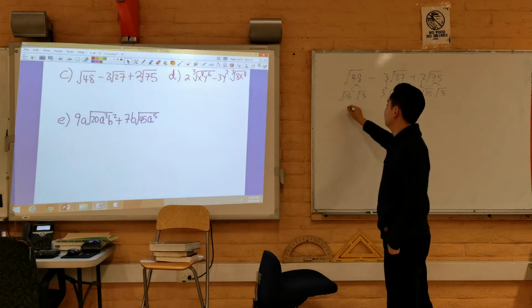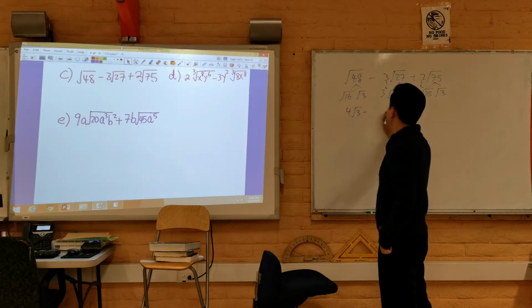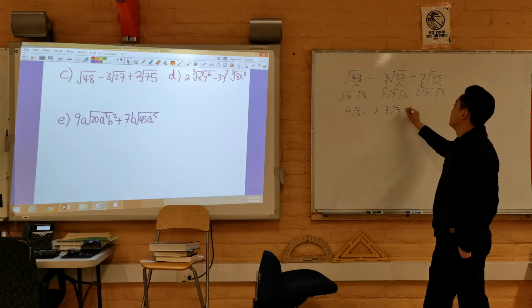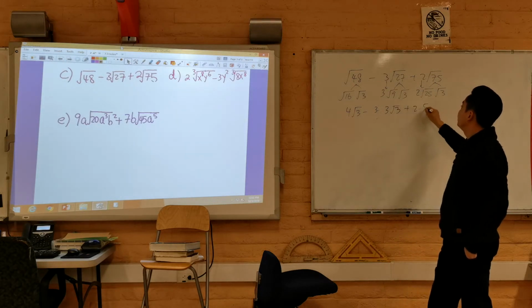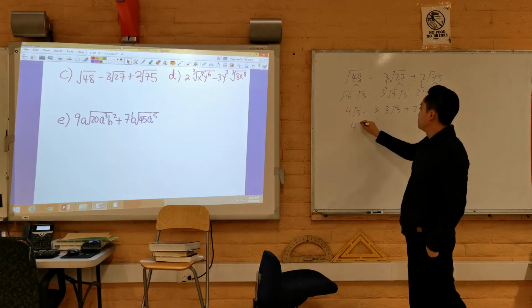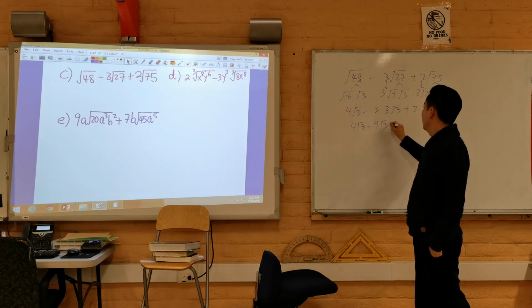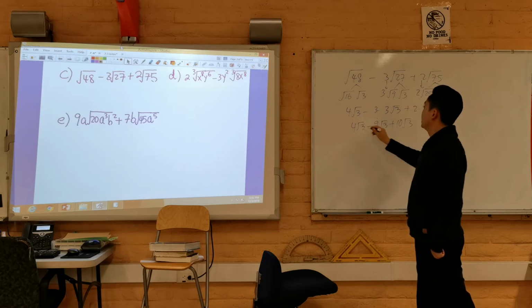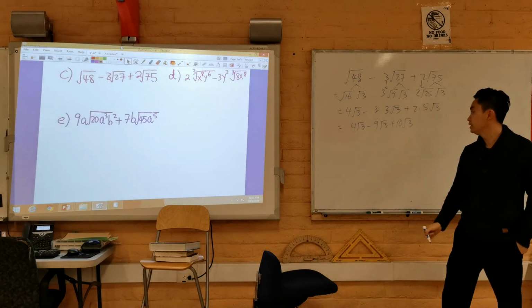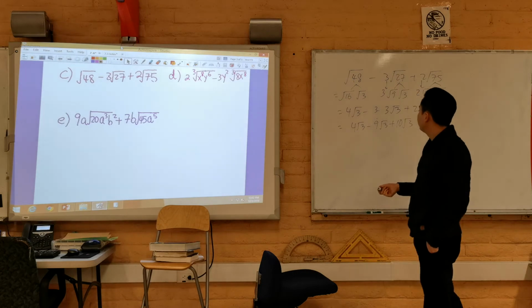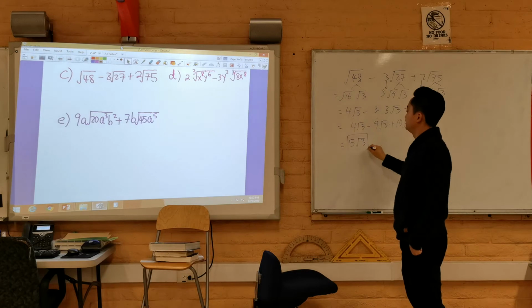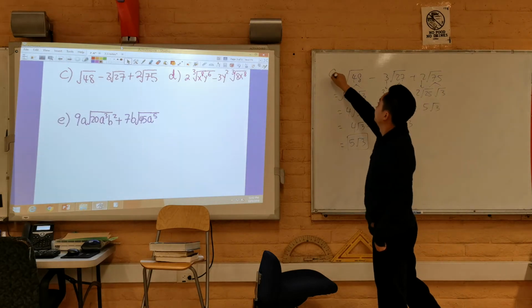Root 16 gives us 4 root 3, minus 3 times root 9, which is 3, and then 2 times 5 root 3. You may notice that we got 4 root 3 minus 9 root 3, and then 10 root 3. What do you guys notice? That's right, root 3 is what they share in common. 4 minus 9 is negative 5, plus 10, so it's 5 root 3. And that's the final form.